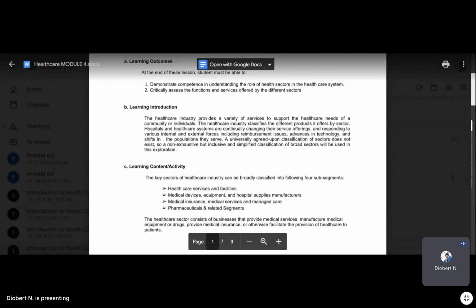And then number 2, we have the medical devices, equipment, and hospital supplies and manufacturers. Okay? The quality healthcare services that our medical professionals would like to render, no?